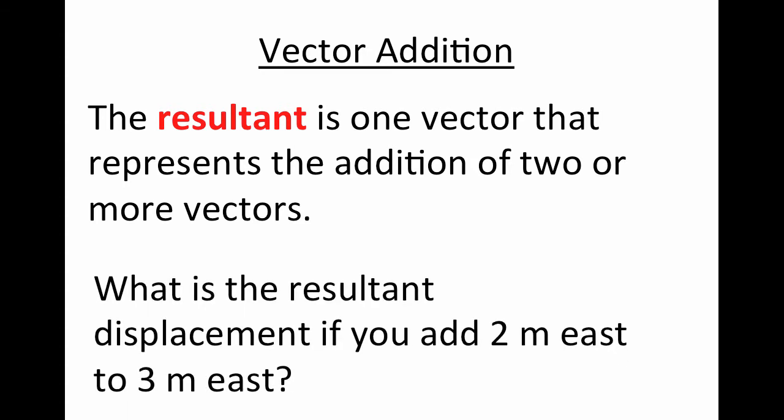So, for example, if you had somebody going 2 meters to the east and then 3 meters to the east, we could represent that with arrows, and we could use what's called a head-to-tail vector diagram. And head-to-tail means you play out one of the vectors, and wherever it ends up, the head of that one becomes the tail of the next vector. Let me illustrate that here.